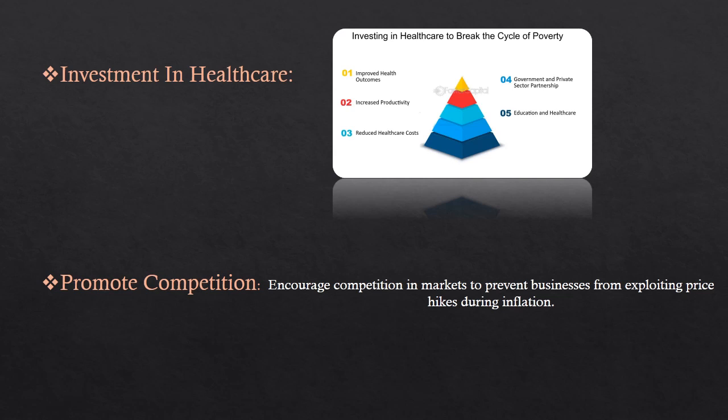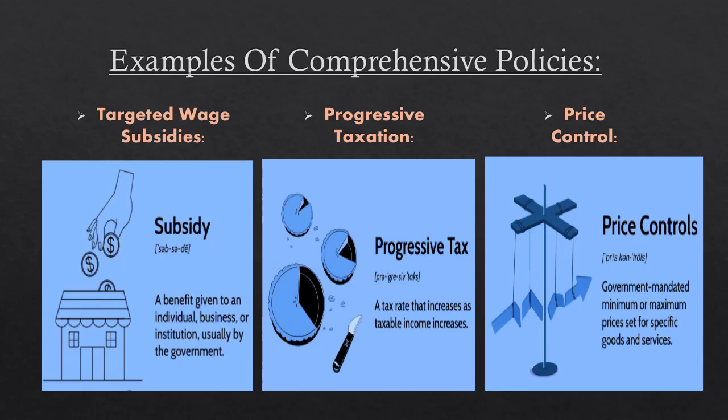So these are some solutions which take time and commitment, but by focusing on these long term strategies, a society can build a stronger foundation, empowering individuals, creating a more equitable distribution of resources. Now we know that poverty often breeds a cycle of vulnerability to inflation. So there are some comprehensive examples of policies which can be implemented to break this cycle.